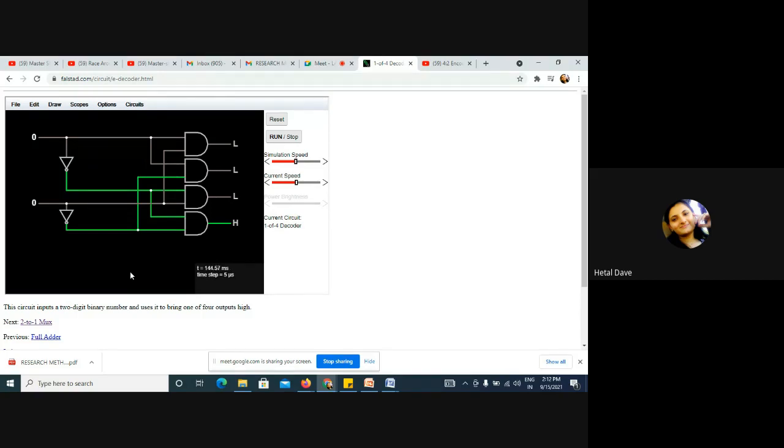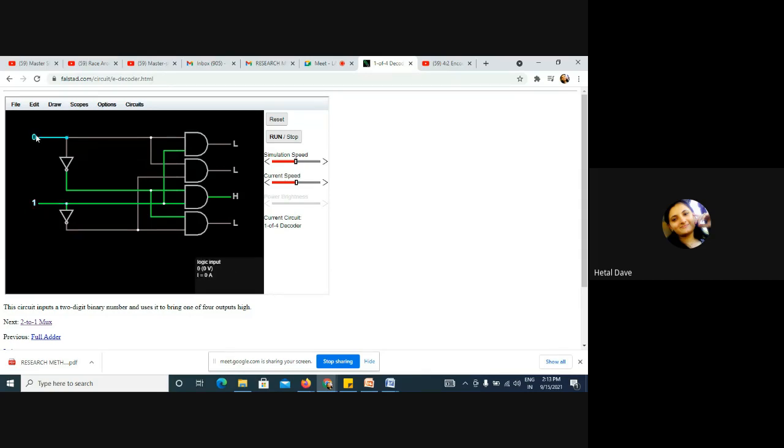Here we can observe one thing. Whenever the input is 0, 0, one line of the output is high, and the rest of the output lines are low. Next, suppose I set 0, 1. Now what is our observation? One line is high, the rest of the lines are low, producing low voltage. Only one line is generating high voltage, but which line will generate high voltage depends on the input.